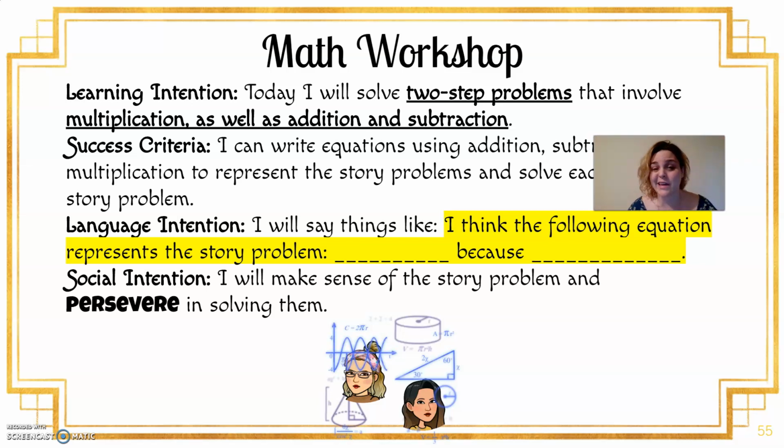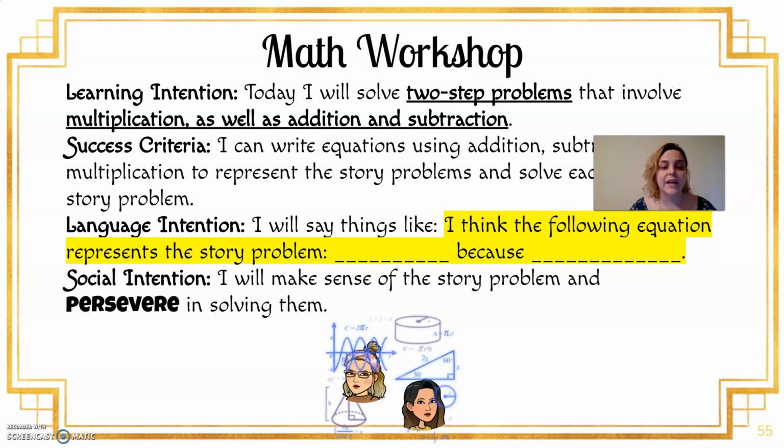Learning intention: today I will solve two-step problems that involve multiplication as well as addition and subtraction. Success criteria: I can write equations using addition, subtraction, and multiplication to represent the story problems and solve each step of the story problem. So you need to really break down a problem in order for you to solve it correctly.